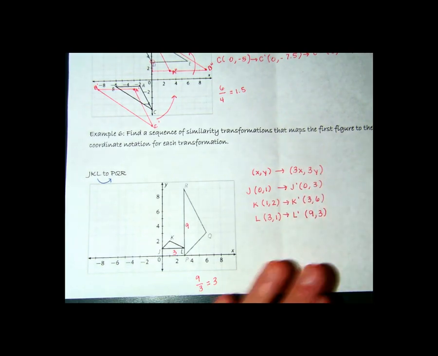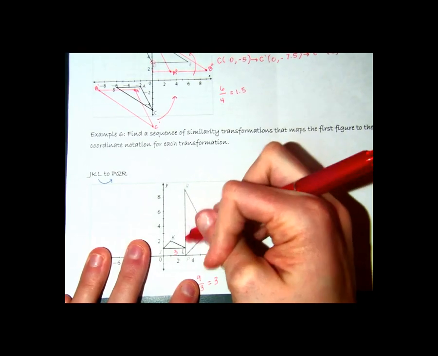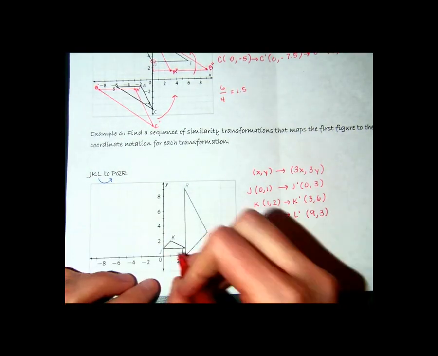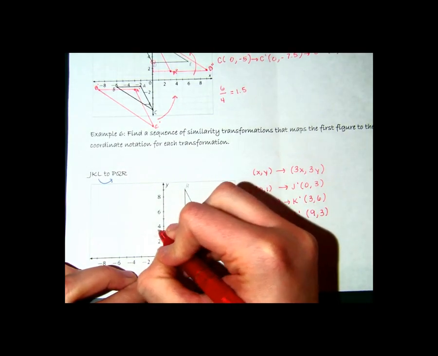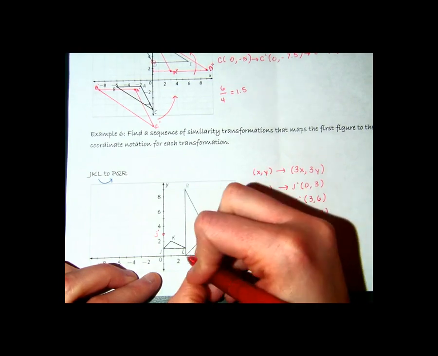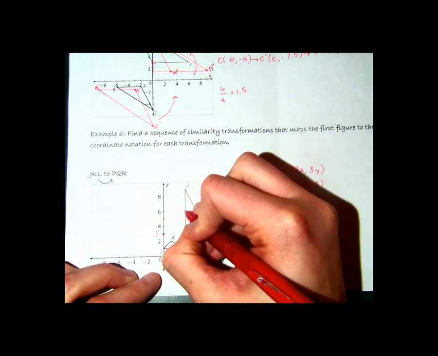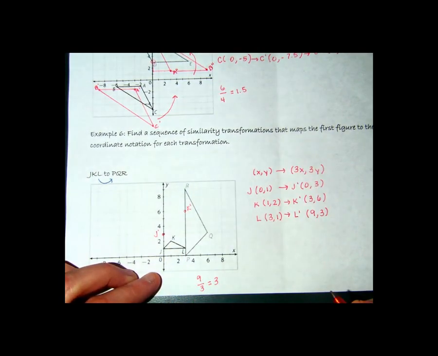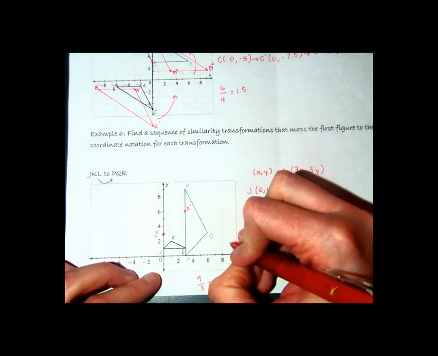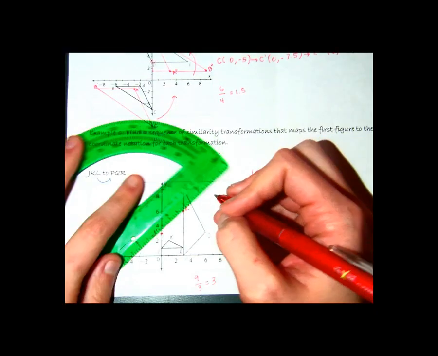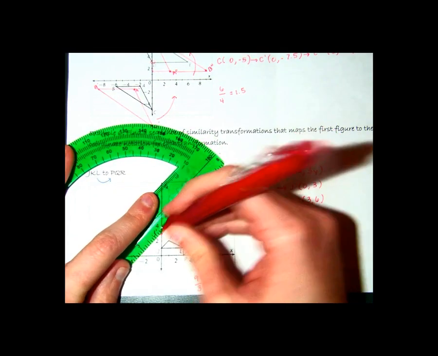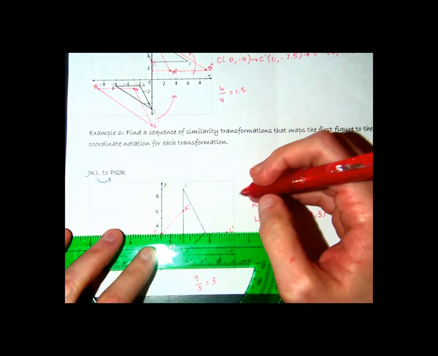We're going to graph it again. Erase these lines. They're hard to see after a while. We get a little confused because there's a whole lot going on. 0, 3, J prime. 3, 6, K prime. 9, 3, L prime. Kind of looks the same, it's just a little larger, same shape, different size. So we're definitely not done, because we've got to move something around.